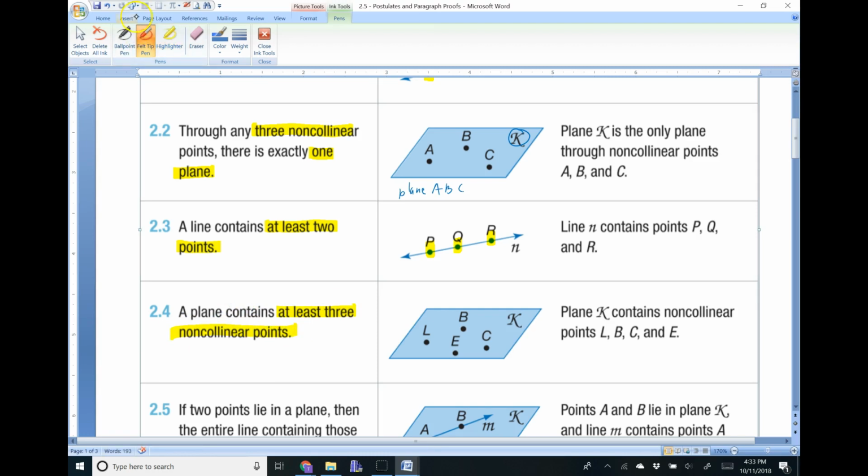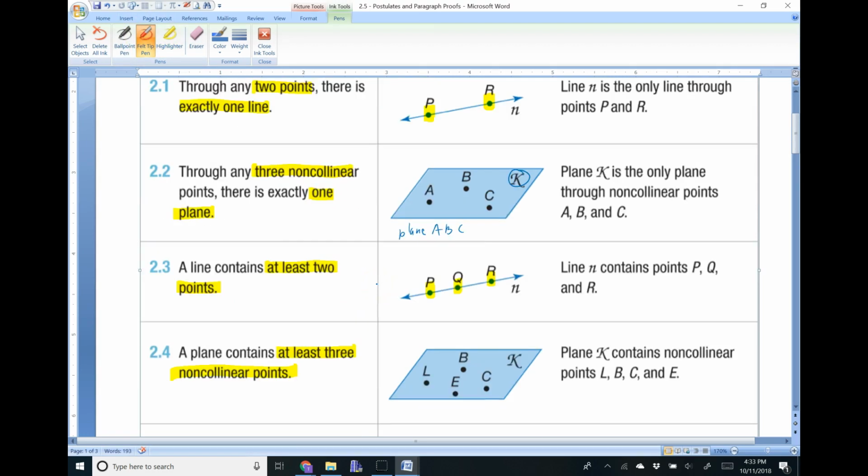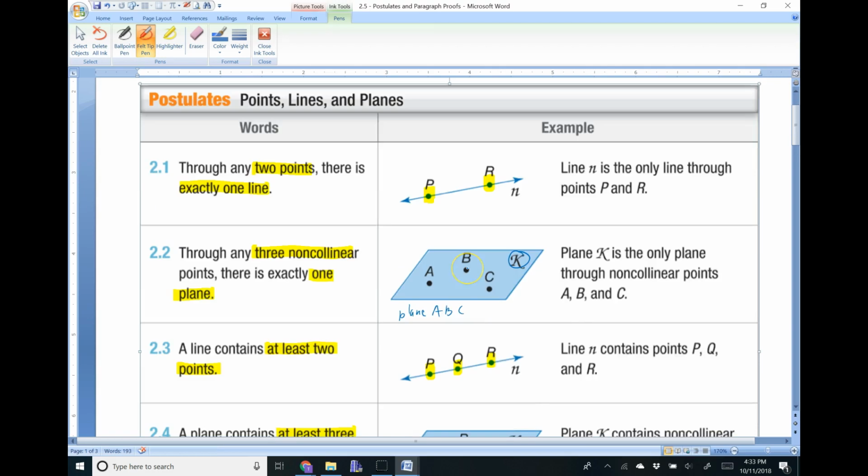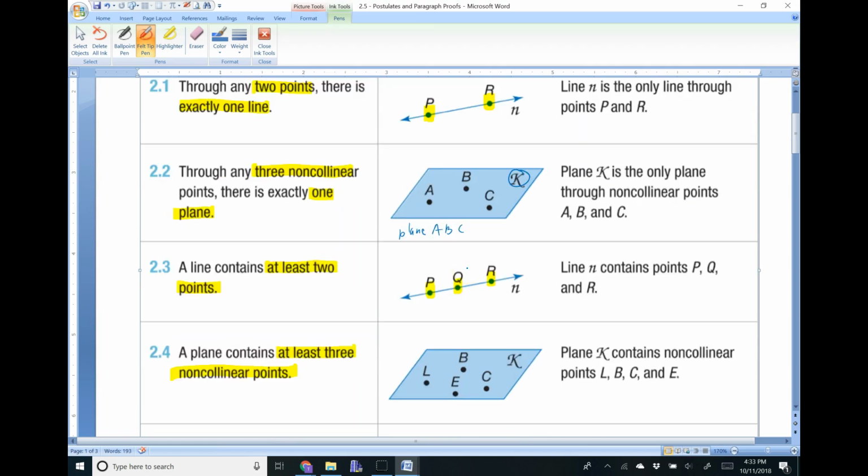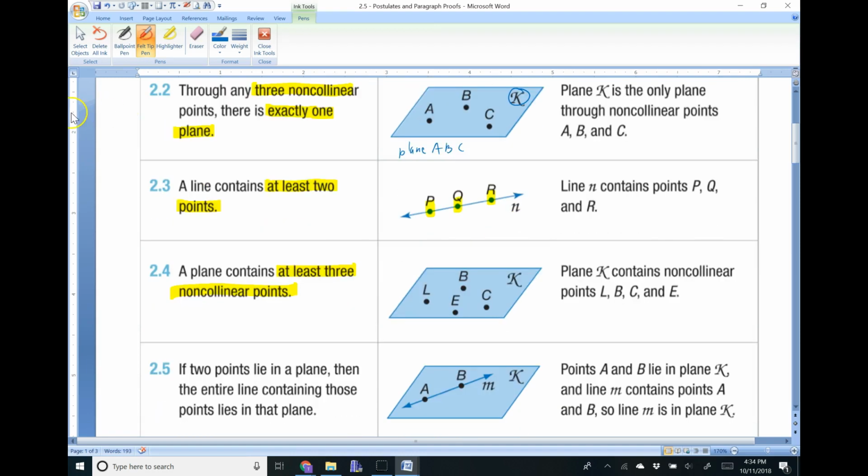So there's some differences between the first 4 here, right? So if you look at 2.1, it says exactly 2 points. Just 2 points and only 2 points, right? And if you see 2.3, it says at least 2 points, 2 or more to make a line, right? And 2.2 says exactly 3. Sorry, we should have highlighted exactly as well. Exactly 1 plane for exactly 3 non-collinear points here, right? And then 2.4 says at least 3 or more, right?